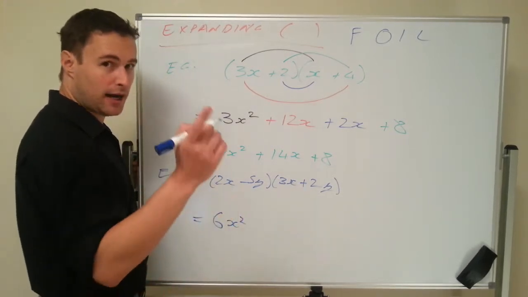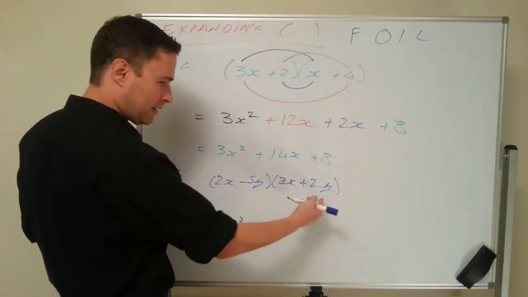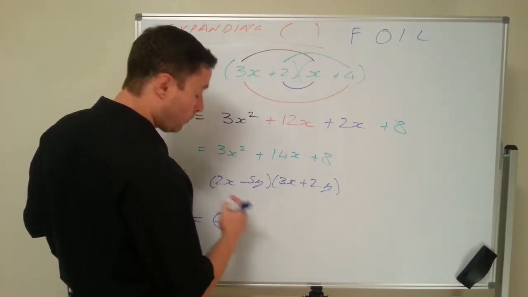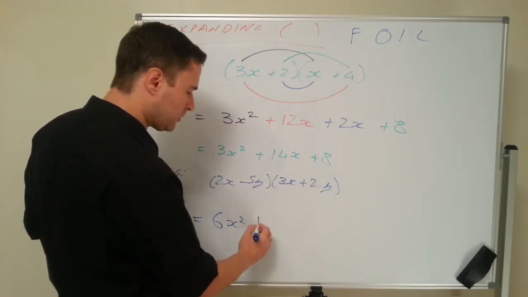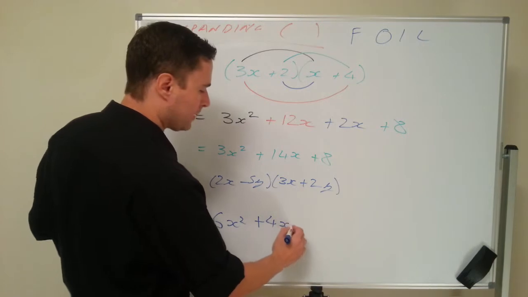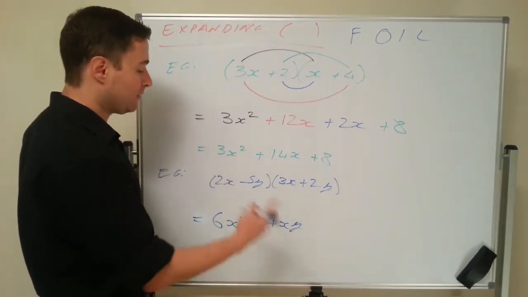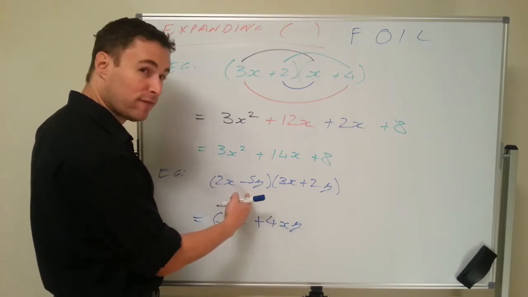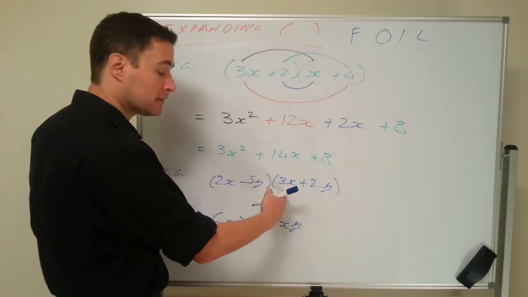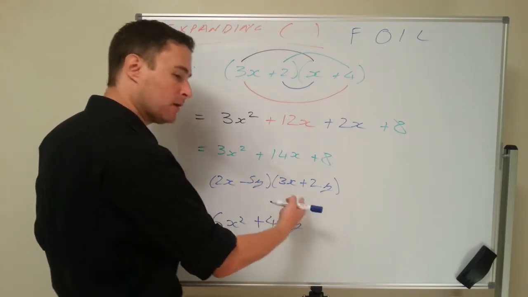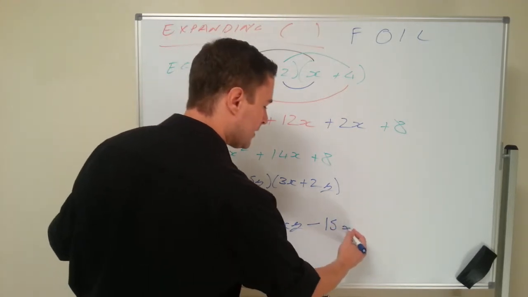Right. Outer. F-O, outer. Outer times outer. 2x times 2y. Positive 2x times positive 2y. 2 times 2 is positive 4. x times y, xy. Right. Outer times outer. Inner times inner. Listen to me. Negative 5y times positive 3x. Negative 5 times positive 3 is negative 15. xy.